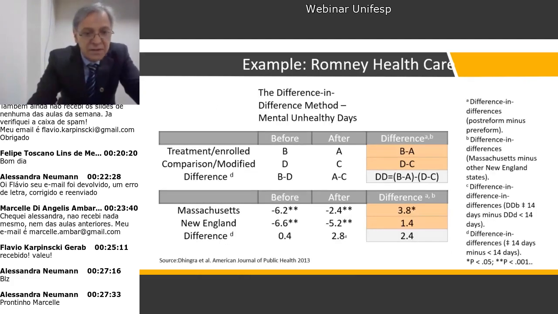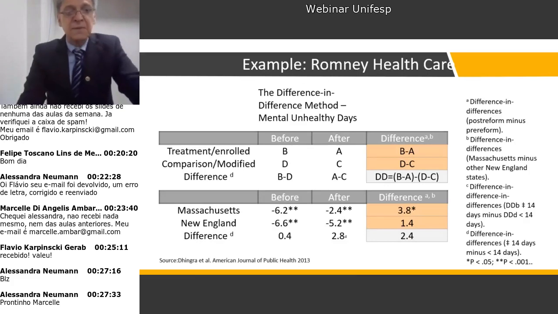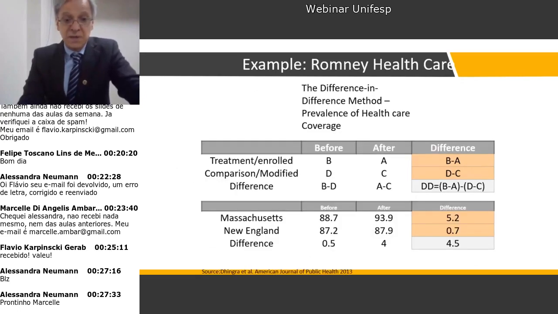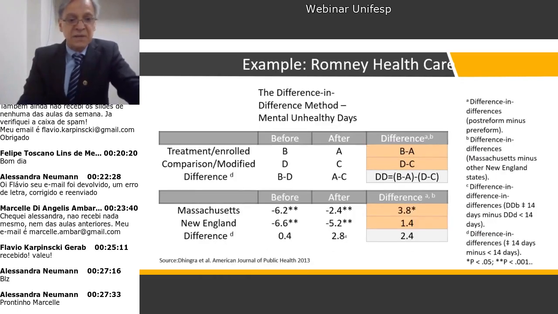Then here you have a more elaborate one from the regression, the difference in difference method, mental health on healthy days. This is different than the other one. The other one was just prevalence of healthcare coverage. This is mental and healthy days. If you read the whole paper, you fully understand how this design is done, how the numbers play out. And I think it's very useful.